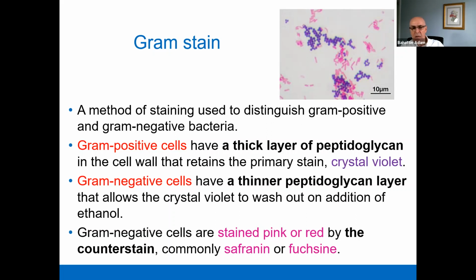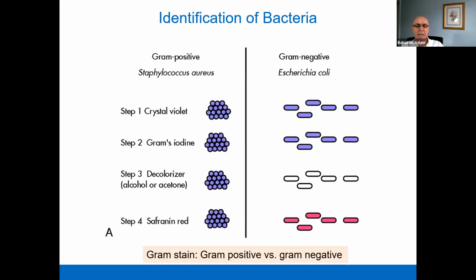Gram-negative cells are stained pink or red by the counter stain. We are using other stains. These stains are commonly either safranin or fuchsin. Now, here you see the steps of the Gram stain. As I said, Gram stain is the most common stain technique that we are using in clinical microbiology to distinguish gram-positive and gram-negative bacteria.